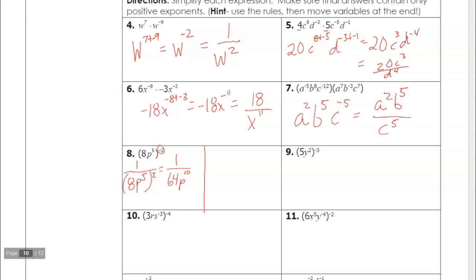The other option is you take this negative 2 and you would distribute it in. So you would get 8 to the negative 2, and you really don't want to do that in one step, because 8 to the negative 2 is 1 over 64. So you can't make that a 64. It's 1 over 64. 5 times negative 2, negative 10. So now I can take this and simplify it. But now I get 1 over 8 squared, p to the 10th, and then I get my 1 over 64, p to the 10th.